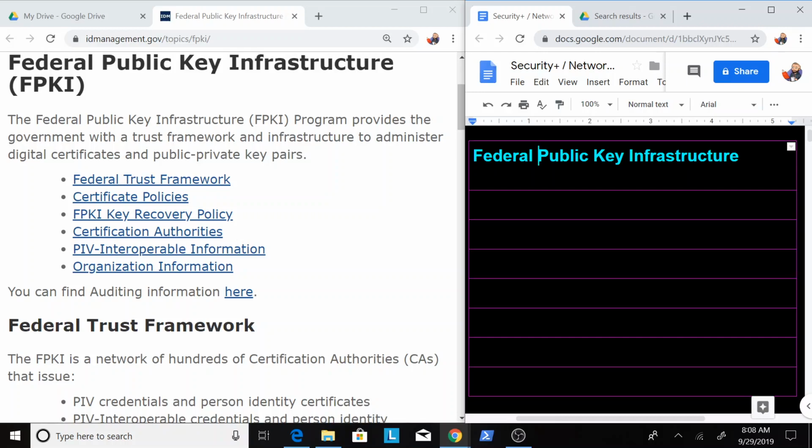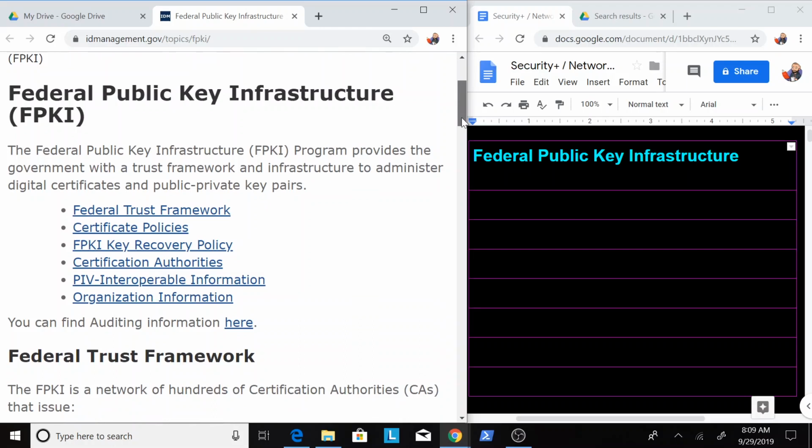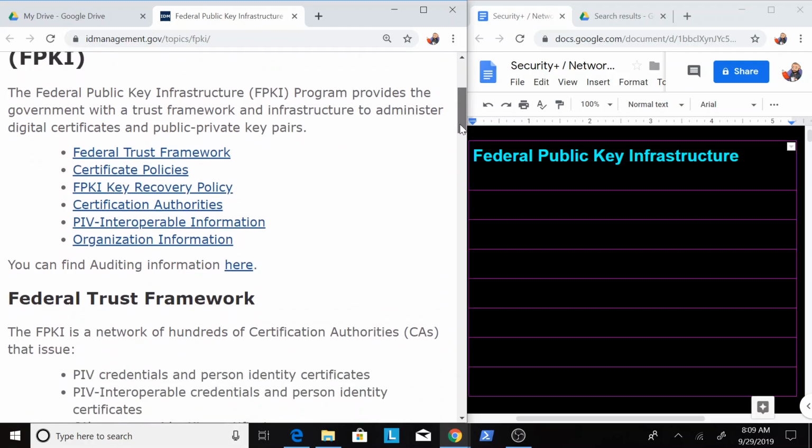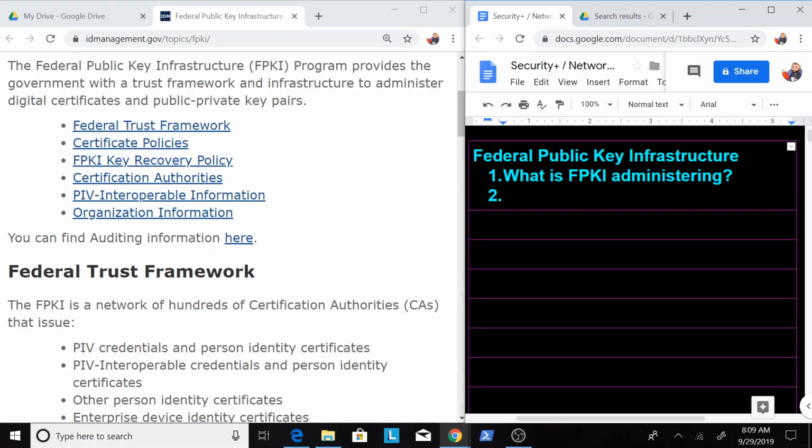The objective here today is to talk about federal public key infrastructure. We're going to use a government website to do that, idmanagement.gov. And you follow the forward slashes till you get to FPKI. FPKI is a program that provides the government with a trust framework and infrastructure to administer digital certificates and public-private key pairs. So the question is, what is FPKI administering? And the answer is digital certificates and these public-private key pairs.